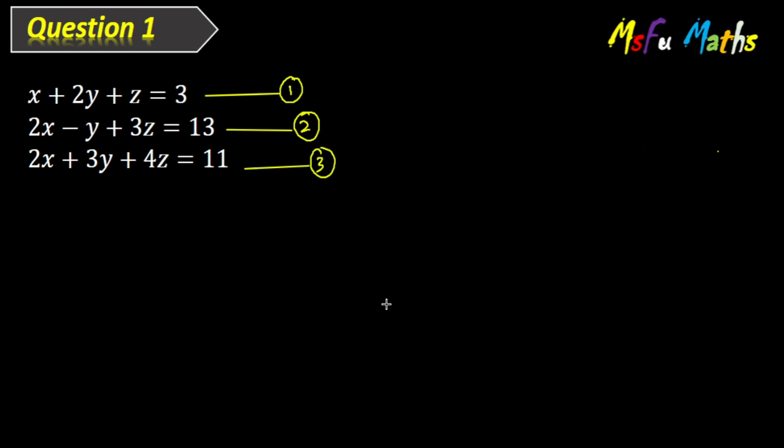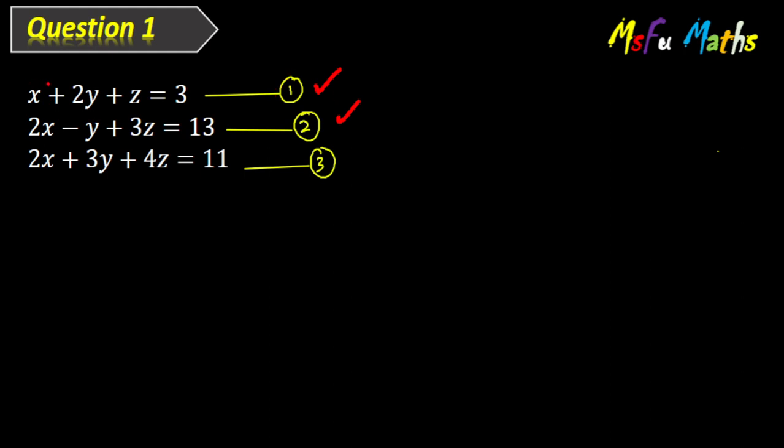I will use the elimination method, to eliminate one of the variables first. In this case, let's eliminate x. We can use equation number 1 and number 2 first, or you can use number 1 and 3, or 2 and 3, it doesn't matter. I'm going to use 1 and 2.